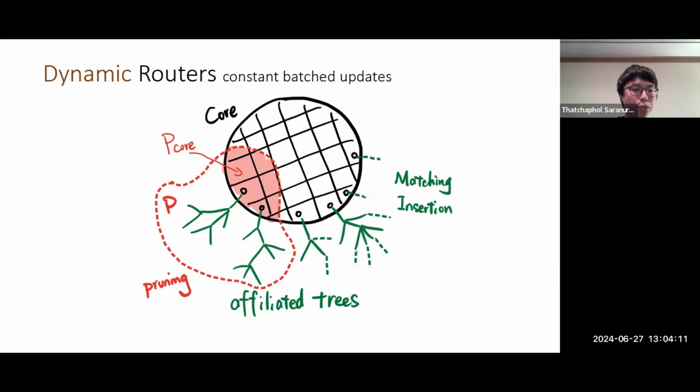Actually, when we do pruning, when we handle edge deletions, we first apply the edge deletions on the core, and then when we compute a prune set of the core, like the P core here, we just include the affiliated trees of these prune core vertices and output, and let the real prune vertices be all of them. Okay. And this is the part of dynamic routers.